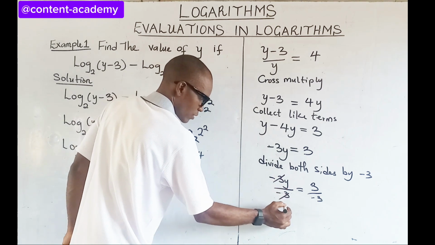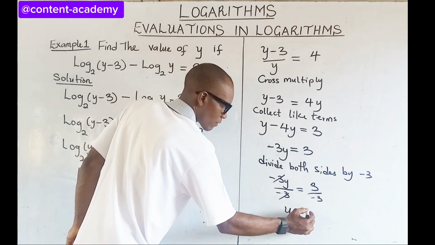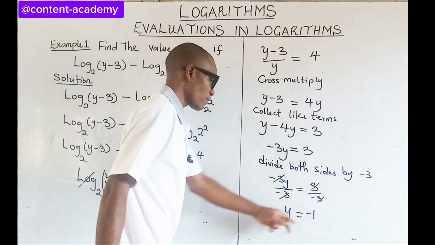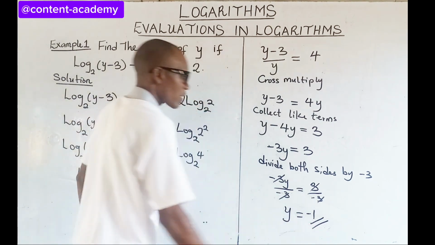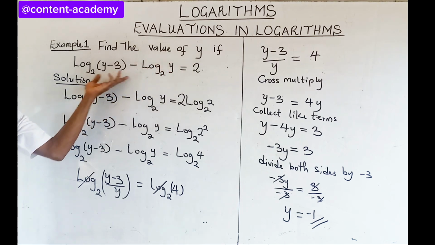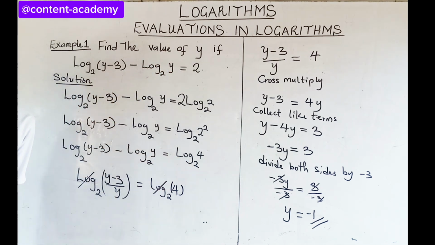So this will cancel this. Our y will now become negative 1 if this cancels this. So we have negative 1 here as our answer. So the value of y here of this function is equal to negative 1. That is how to compute the value of y for the logarithmic function.